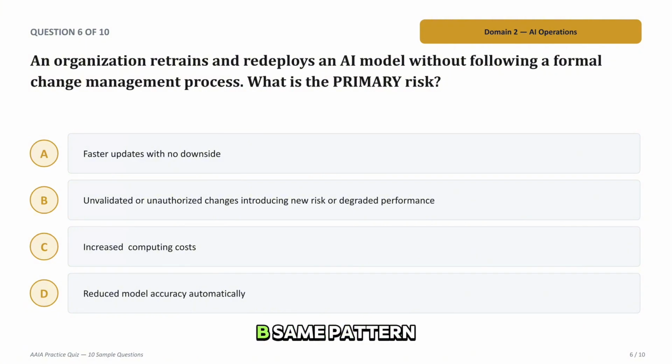The answer is B. Same pattern as the last one. Notice how often the wrong answers are dressed up as positives. Once you see this pattern, you'll start catching it everywhere on the real exam.